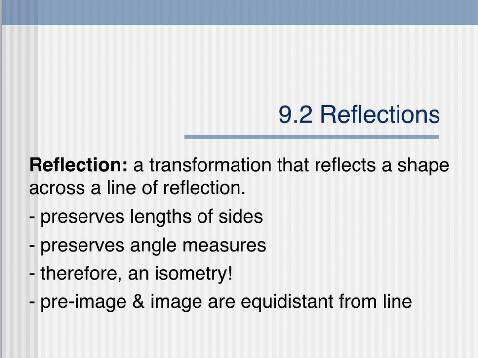A reflection preserves the lengths of all the sides. They don't change after it's reflected. The angle measures are the same after the reflection, and therefore it's the same shape just at a different location, making it an isometry. And the key thing to know is that for any reflection, the pre-image, the original, and the resulting image are always equidistant from the line of reflection. And that's actually going to help you a lot when you're graphing out reflections, that equidistant rule.